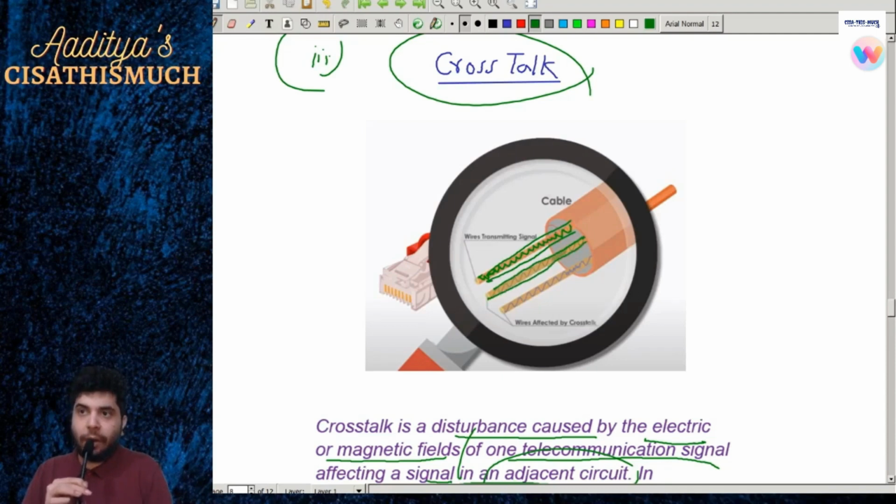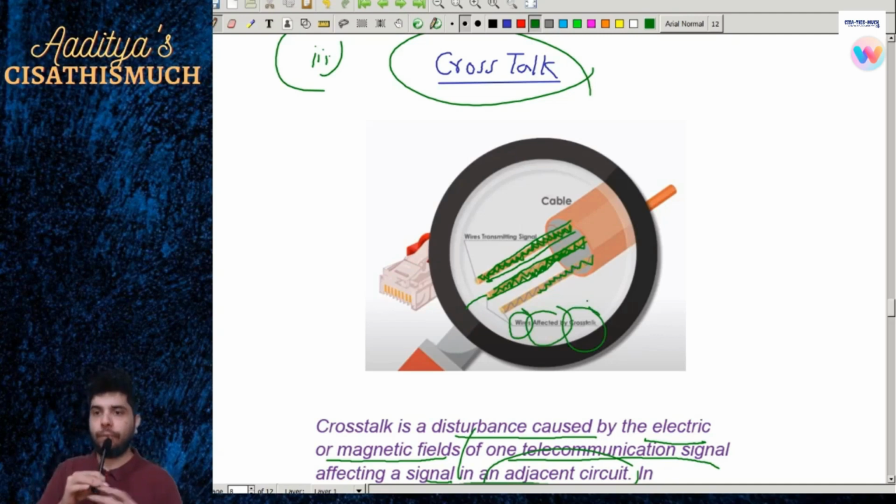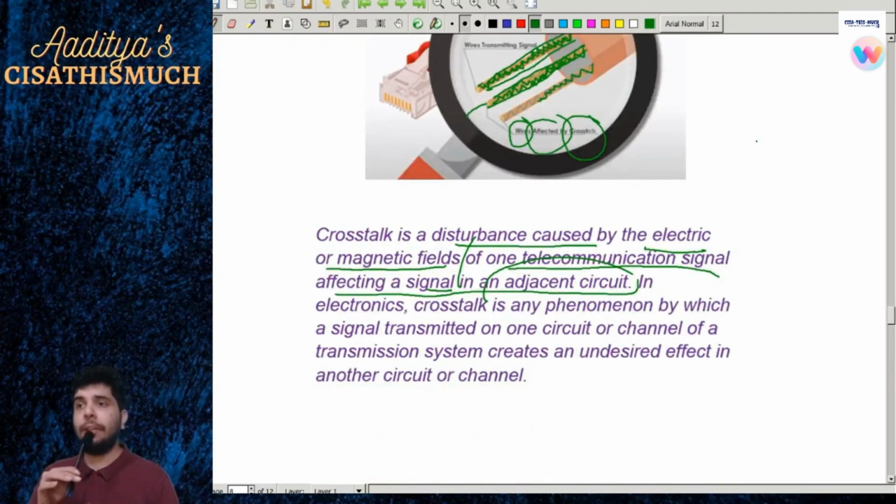Affecting a signal in an adjacent circuit. Basically, this particular signal is impacting this particular signal. Maybe the second one is impacting the third one. Wires affected by the crosstalk. So basically, crosstalk is a disturbance caused by the electric or magnetic fields.